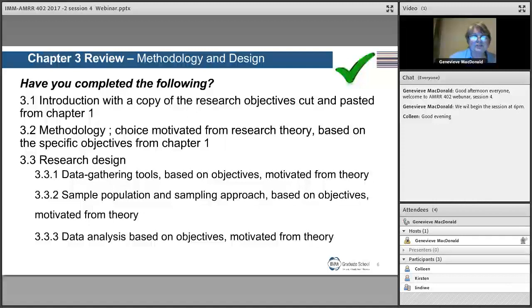again, based on your objectives and your data gathering tools and method that you discussed in 3.2, you will then motivate from theory why you are using those specific methods to analyze the data, and that is, qualitative, quantitative, different approaches to data analysis. You have to discuss everything that you intend using.